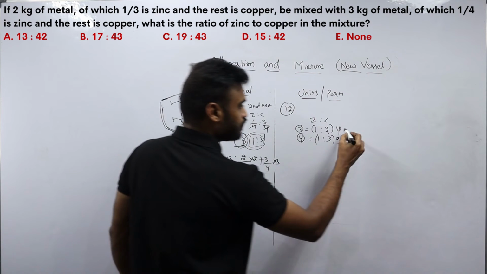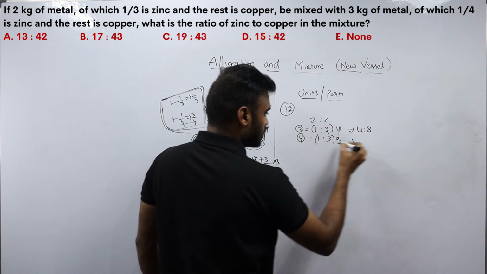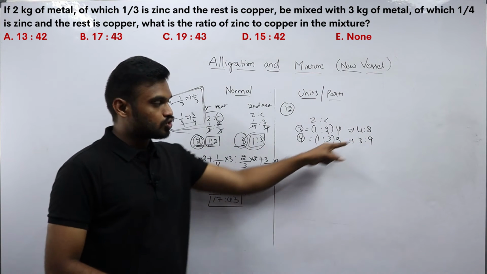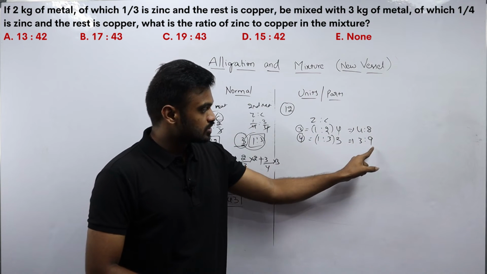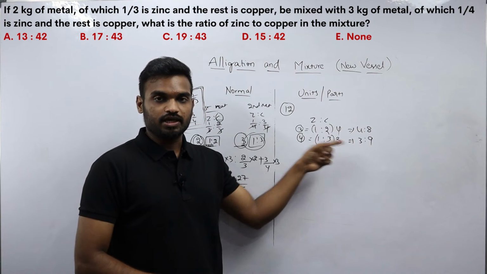So we will get 4 ones 4, 4 2s 8, and 3 ones 3, 3 3s 9. Now let's check whether the total parts are the same or not. 8 plus 4, that is 12 parts. In the below also 9 plus 3, that is 12 parts. So the total number of parts in the first and second metal are the same.